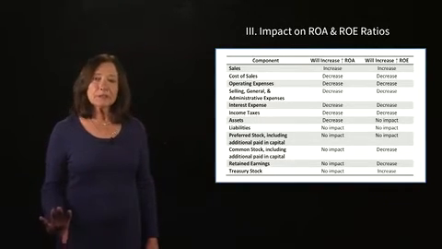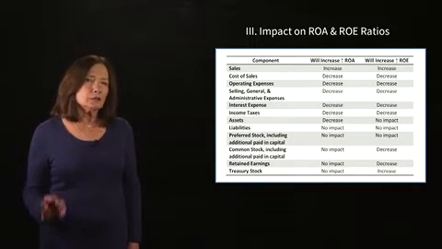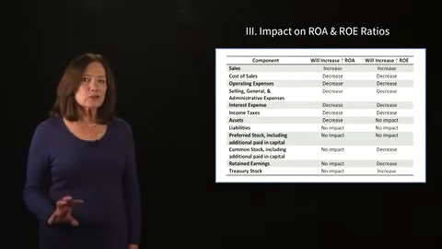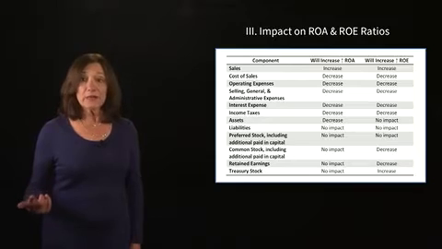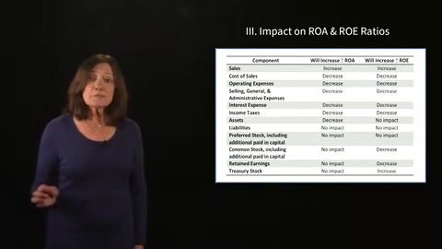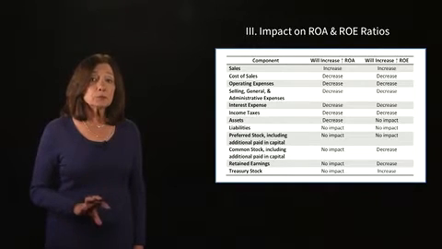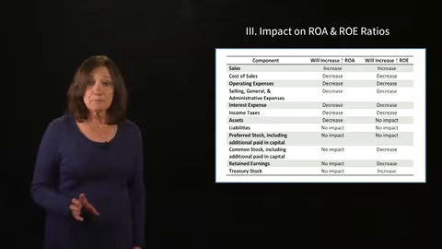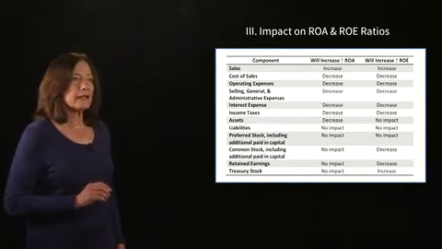Now, another thing that's important for you to understand is how a change in the dollar amount of one line item on the financial statements will impact the resulting ROA and ROE. This information can be used by management to focus on how to improve the DuPont formula components for both equations. So let's take a look at this chart, but I'll start by explaining the headings.